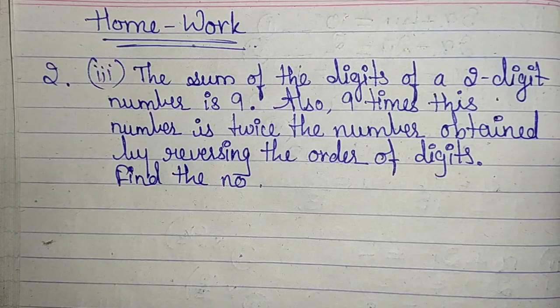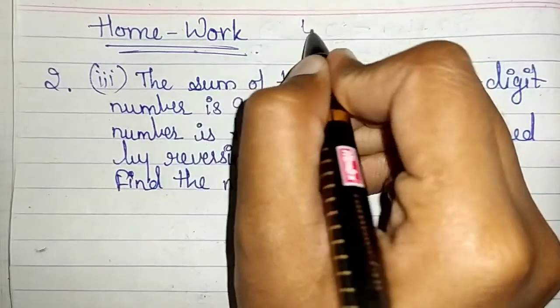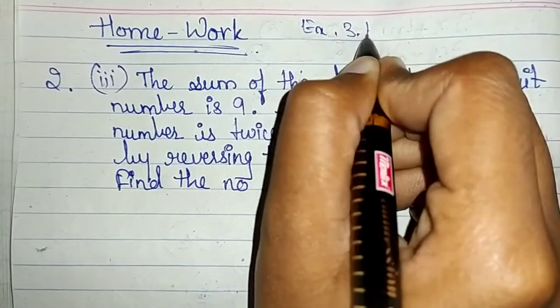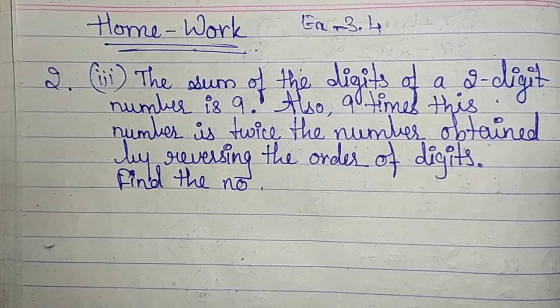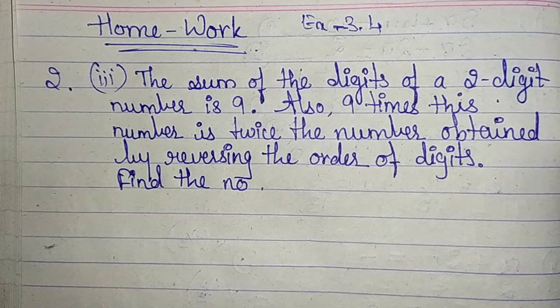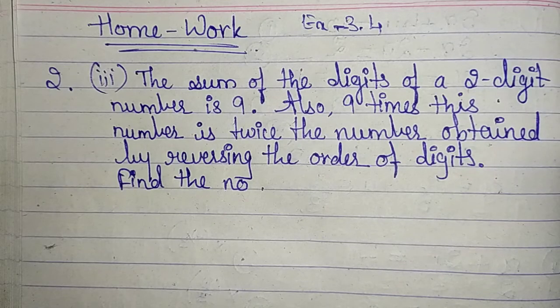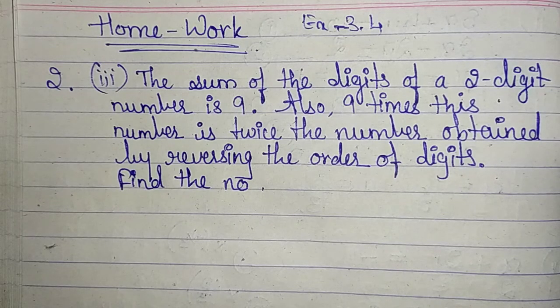So your homework for the day is the third question from the second main from the same exercise 3.4. The question is, the sum of the digits of a two-digit number is 9. That is, a two-digit number, then the digits be x and y. Then the sum of the digits is x plus y is 9. That is your first equation. Also, 9 times this number, if the digits are x and y, as I told you before, then the number will be 10x plus y.